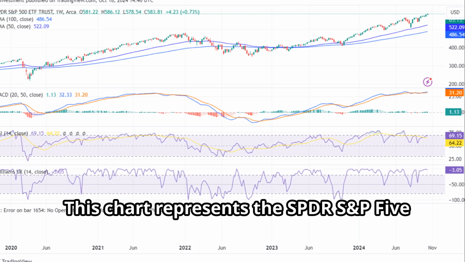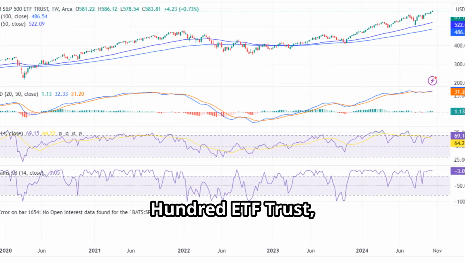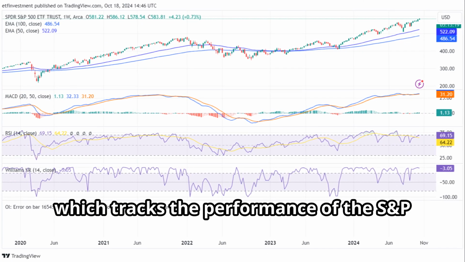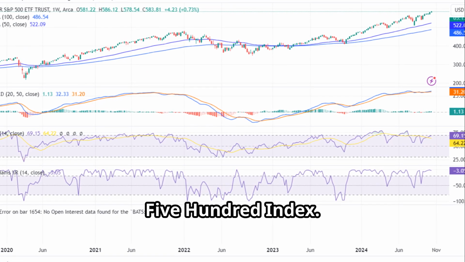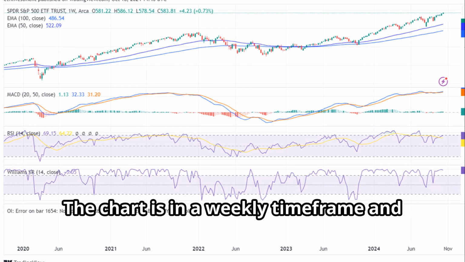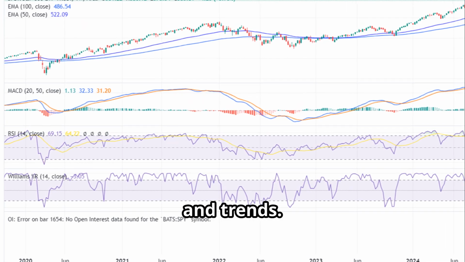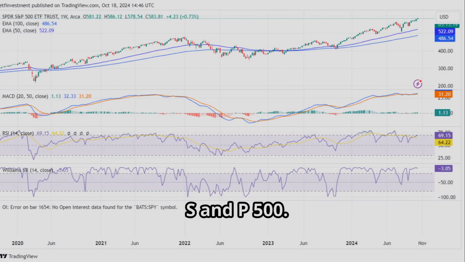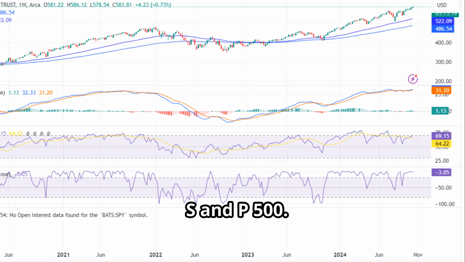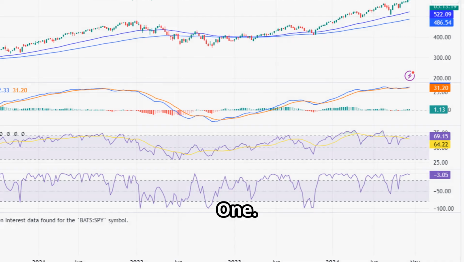This chart represents the SPDR S&P 500 ETF Trust, also known as SPY, which tracks the performance of the S&P 500 index. The chart is in a weekly time frame and provides a detailed view of technical indicators, price action, and trends. Let's break down the analysis. S&P 500.